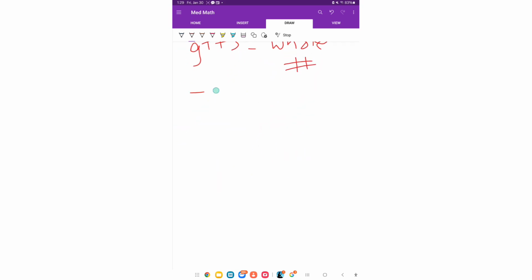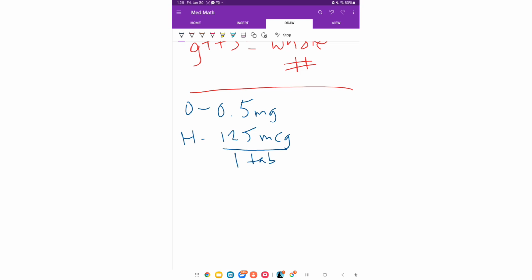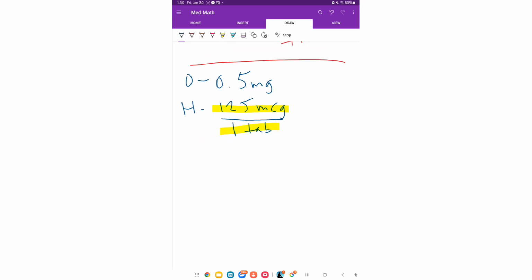Okay, so let's do a practice problem. Okay, so if we have an order for 0.5 milligrams of a medicine, doesn't matter how many times a day, and let's just say that what we have on hand available is 125 micrograms per tablet. So I'm going to write tablet underneath because that's a ratio. For every 1 tablet, it's going to be 125 micrograms. So the question's asking for how many tablets will the nurse give.